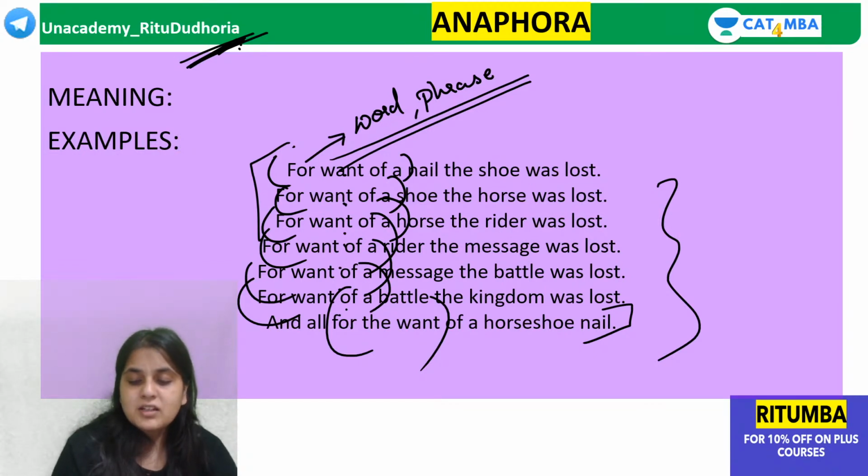Gauri, you should. Achha, Gauri, are you on the Unacademy CAT group? Are you on the main CAT group?